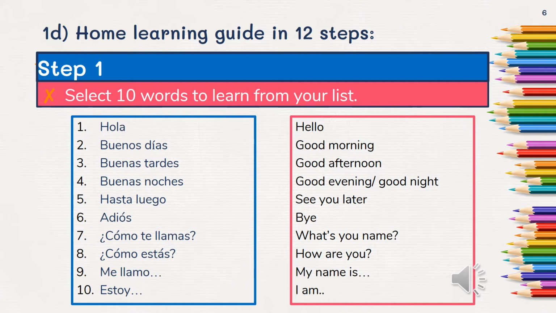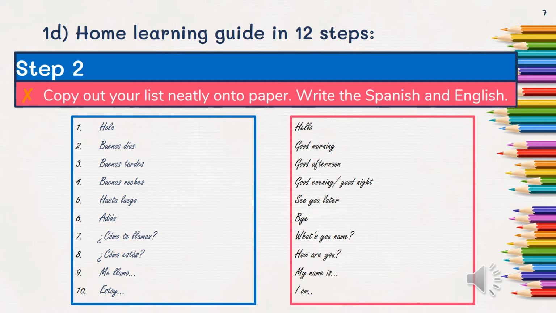So we have 12 steps to follow, and the first step would be selecting 10 words to learn from your list. Step 2, copy out your list neatly onto paper. Write the Spanish and the English, or the French and the English. And you're only going to copy this once.